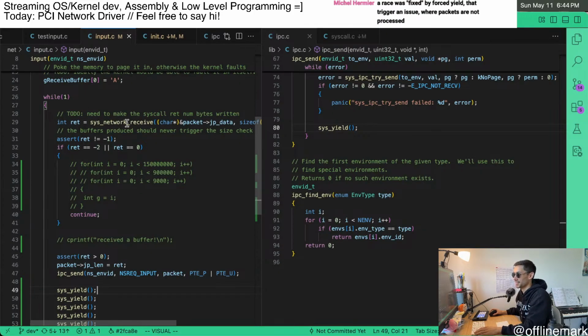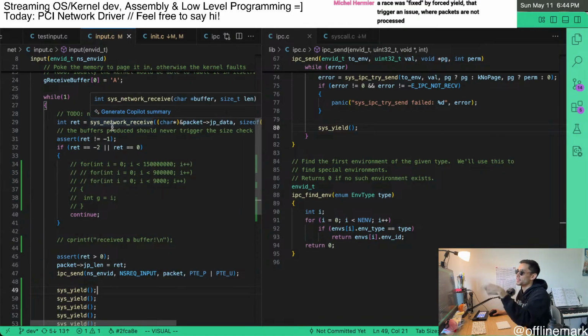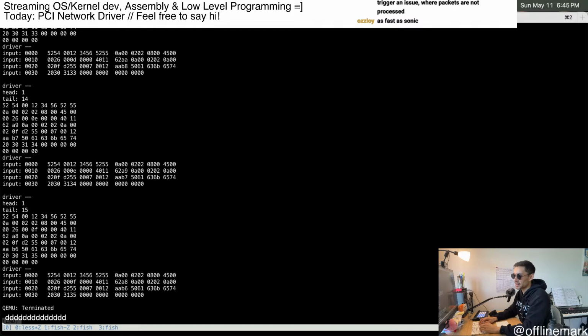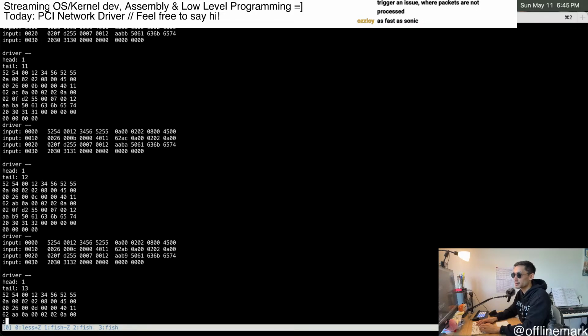It's kind of spamming the kernel with all these system calls, but that spamming is allowing it to react extremely fast to new packets. Head was at like 1 or something, and now head's at 3. So the NIC is pushing in 2 packets, but we're already there trying to receive it. So yeah, as fast as Sonic for sure. I don't actually know if that helped with anything.